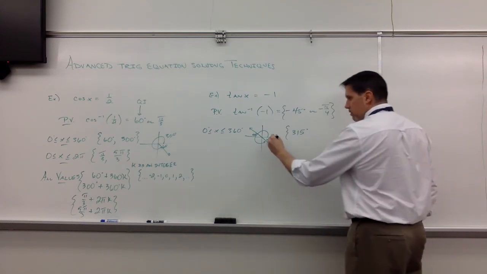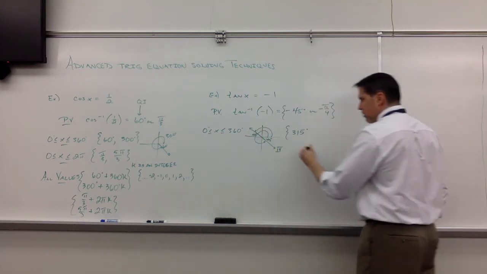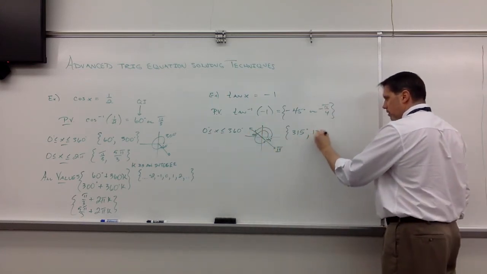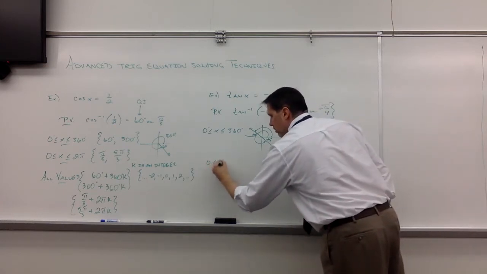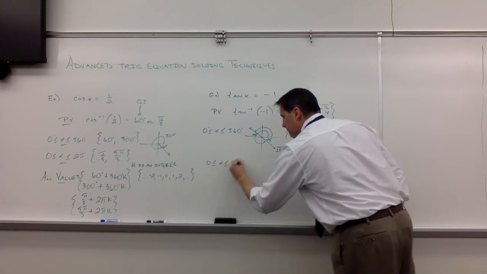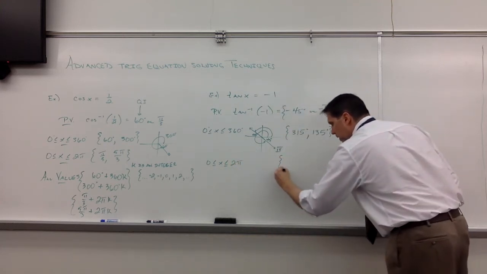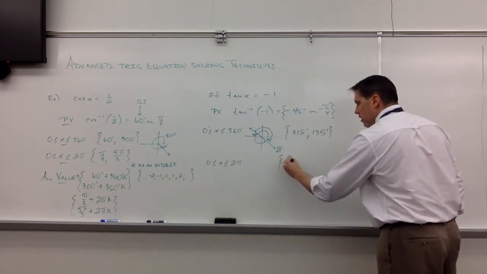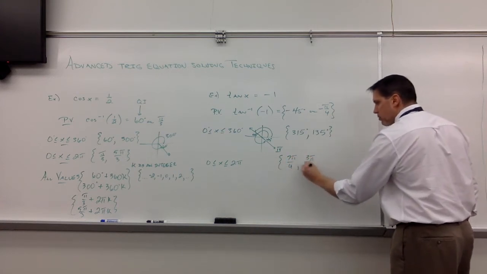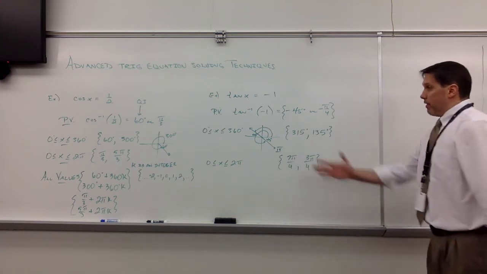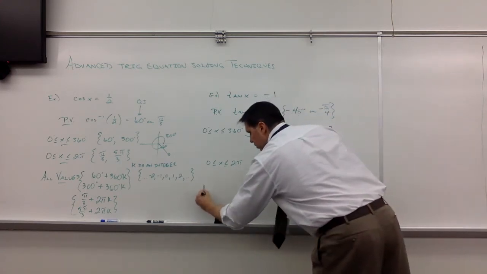So 45 degrees, quadrant 2 would be 135 degrees. And just finishing this off, 0 less than or equal to x, less than or equal to 2 pi. We would say, well, 315 degrees, that's 7 pi fourths. 135 is 3 pi fourths. And then finally, are all values, if they were to ask that.